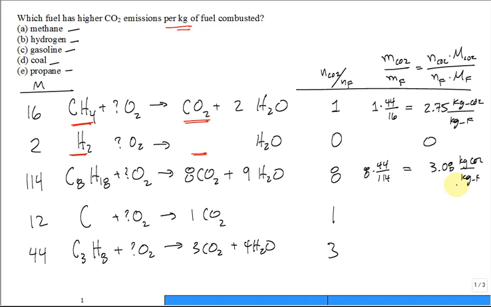They all have the same units. How about the coal? 1 times 44 divided by 12, and it comes in at 3.7 or thereabouts. So that's how many kilograms of CO2 are produced when you burn 1 kilogram of coal. Well, I know it's not 100% carbon, but there you go. And then it'll be 3 times 44 divided by 44, about 3 kilograms of CO2 per kilogram of fuel. So which one? Which one has a higher CO2 emission per kilogram of the fuel?